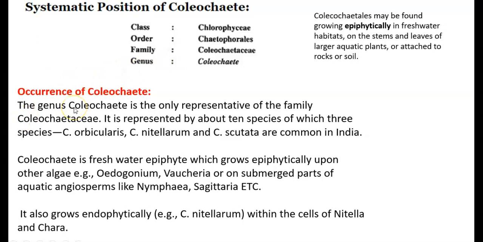Then occurrence of Coleochaete, where you can find this. Like we have already discussed, worldwide around 10 species have been discussed, and around 3 species are in India. It is a freshwater epiphyte which grows apically upon other algae or on some species, and it can also grow endophytically in some species, like maybe some species of Charales, that is Coleochaete nitellarum. Then this can grow in the cells of Nitella and Chara. Nitella and Chara are species of Charales, and within the cells of Nitella and Chara, Coleochaete nitellarum will be growing. That you can remember.